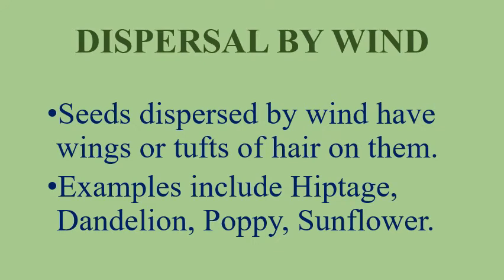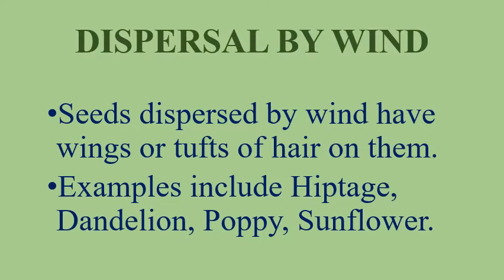Let us now discuss the different modes of dispersal one by one. So the first mode of dispersal we are going to talk about is wind. Now, always keep in mind that there are some specific features or characteristics when a seed is being dispersed by a particular mode. For example, if a seed is being dispersed by wind, it is going to possess some special features that will make it possible for it to be dispersed by wind.